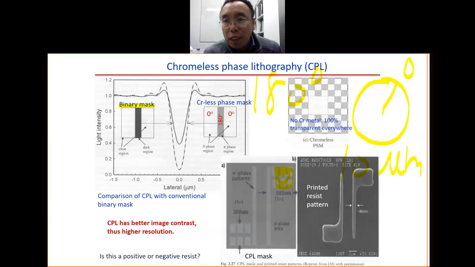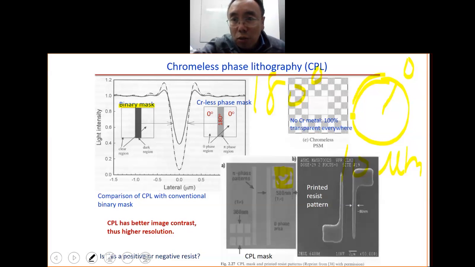So think about this. The only difference is that in this case, this line is very narrow, maybe 10 nanometer, much smaller than the resolution. But for this case, the radius is 10 micrometer, much bigger than the resolution. So the end result will be something like this.